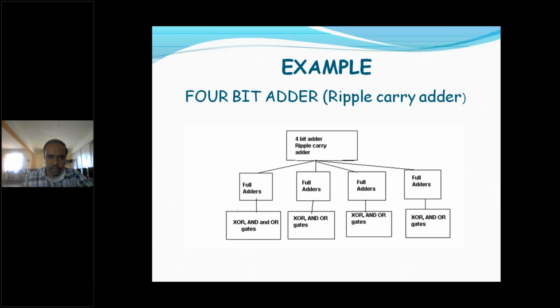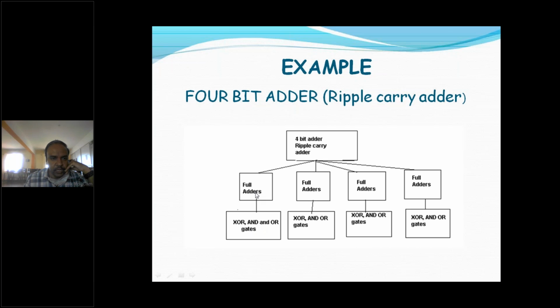So first thing is it's a 4-bit ripple carry adder. Then we require 4 full adders here. Okay, 1, 2, 3, 4. So this full adder again we require how many gates here? XOR gate, AND gate, OR gate. So these third ones, we can call them leaf cells. We cannot divide this further.